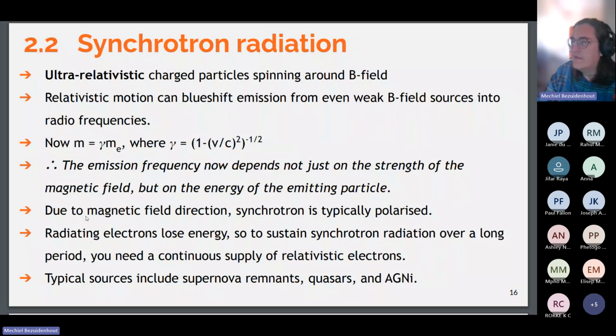Also, due to the fact that the magnetic fields are typically directional, they are in a specific direction, you will get synchrotron radiation that is typically polarized. Because the electrons are radiating these photons, they lose their energy. And so in order to sustain synchrotron radiation over a long period, you need to have a continuous supply of relativistic electrons. So a typical source of synchrotron radiation includes supernova remnants, quasars, and active galactic nuclei. And each of these have a different way of producing relativistic electrons continuously.